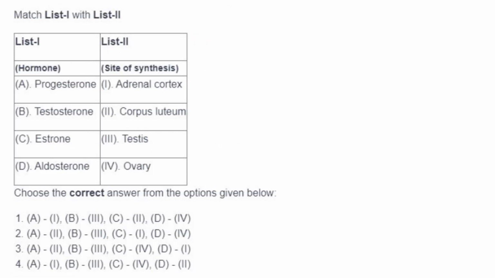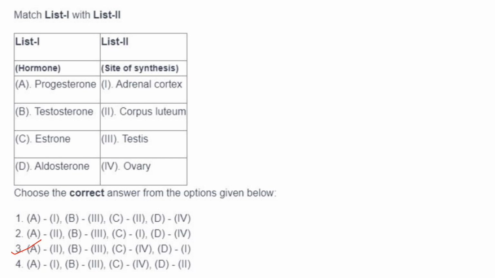Then next one, match the following: progesterone and the site of synthesis. So progesterone, corpus luteum, A2. Again, that is there only in option 3. So that is the correct answer.